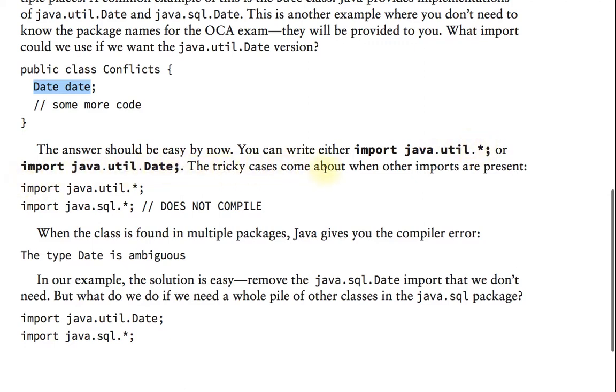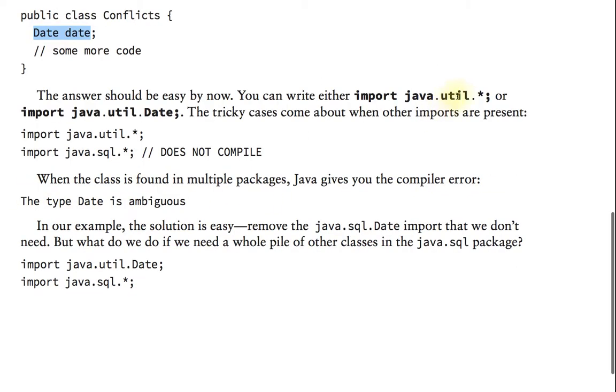The tricky cases come about when other imports are present, right? It's not a big deal if you have an asterisk here or a detailed class name here, but the tricky thing comes when the same Date class we are trying to access is present in the java.sql package, and it is also present in the util package. So which package's class are we going to use? That is an ambiguous situation.